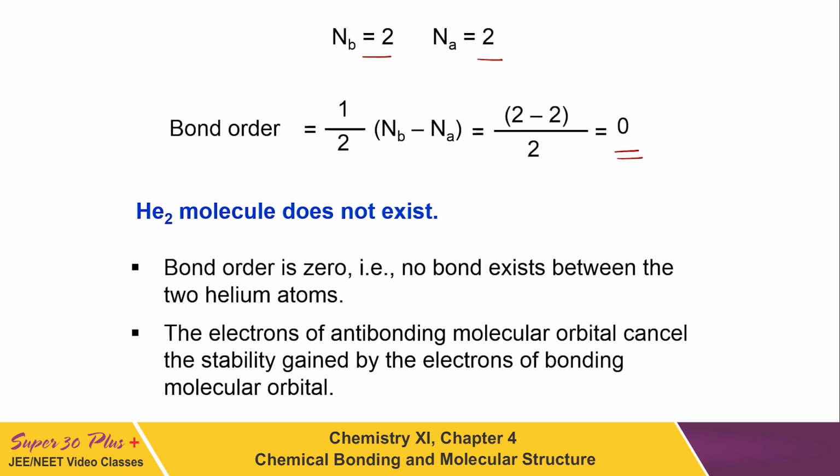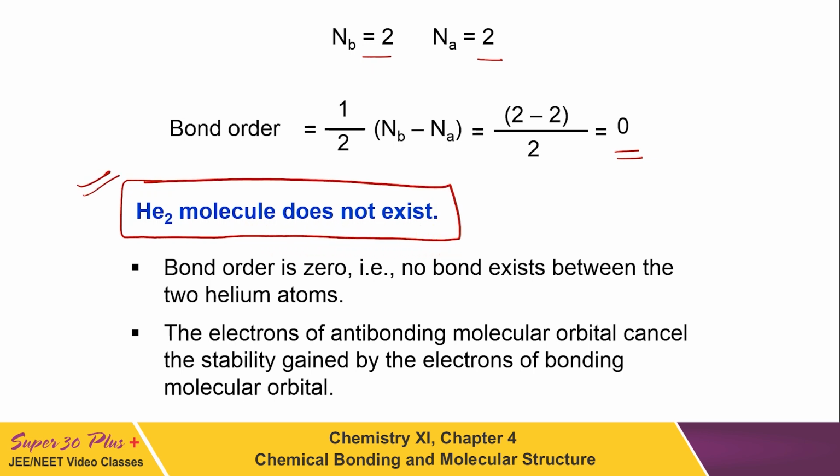So the summary of the story, if bond order is 0, we say that the helium 2 molecule does not exist. Now there is no point of discussing other properties of helium-2 because it does not exist. And when it does not exist, there is no point of discussion. So bond order is 0, which means no bond exists between the helium atoms.